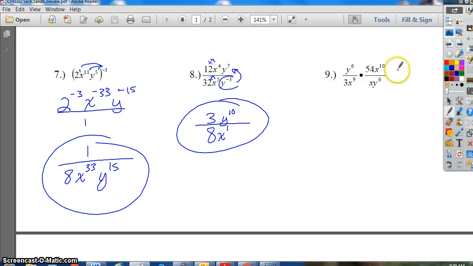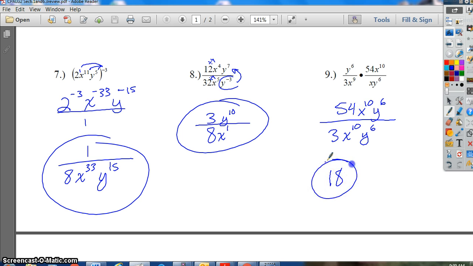All right, I'm going to multiply across the top. This is 54x to the 10th, y to the 6th. This is going to be 3x to the 10th, y to the 6th. And 54 divided by 3 would be 18. And that's it. Because x to the 10th cancels out, y to the 6th cancels out. 54 divided by 3 is 18.